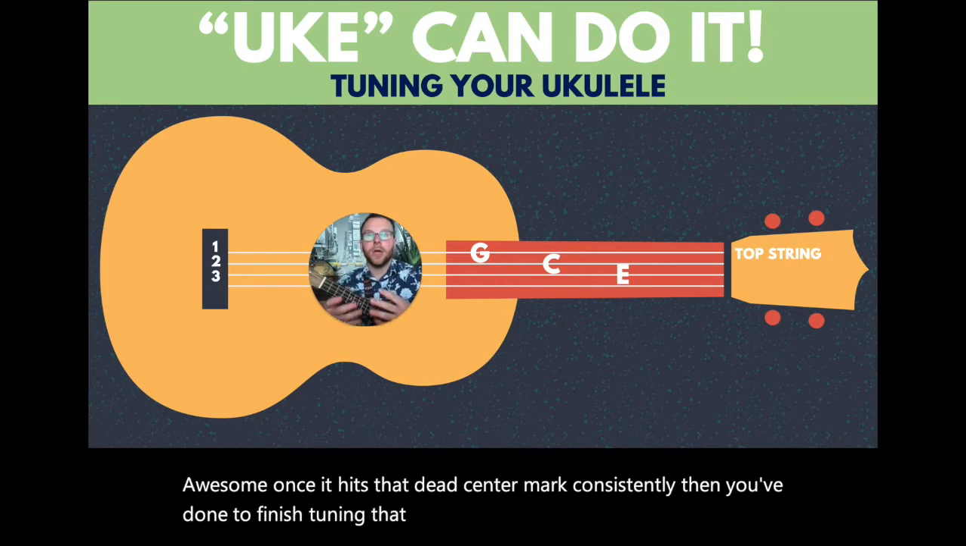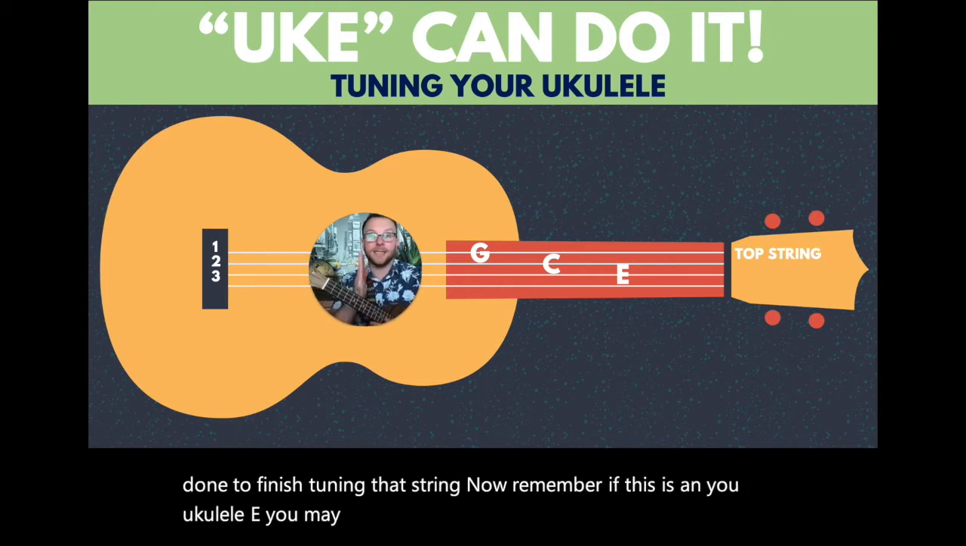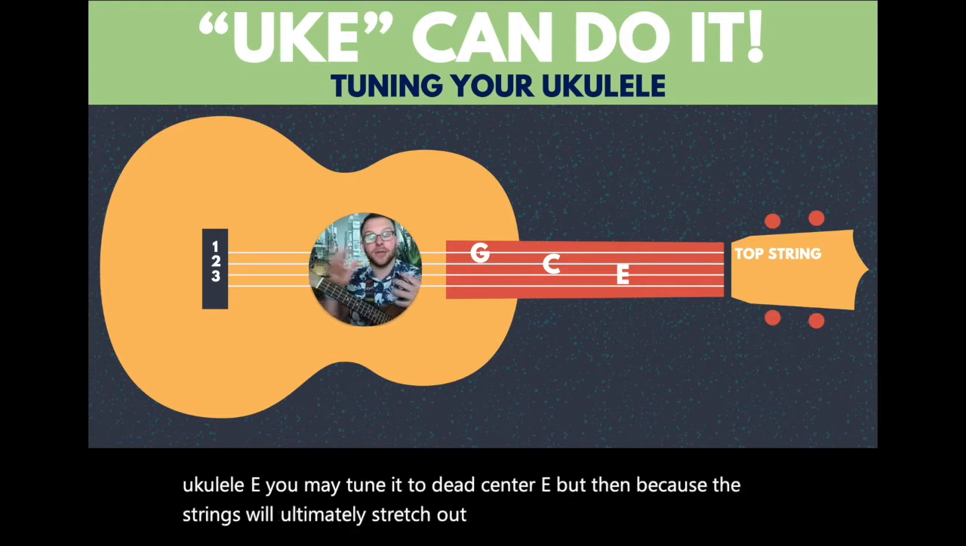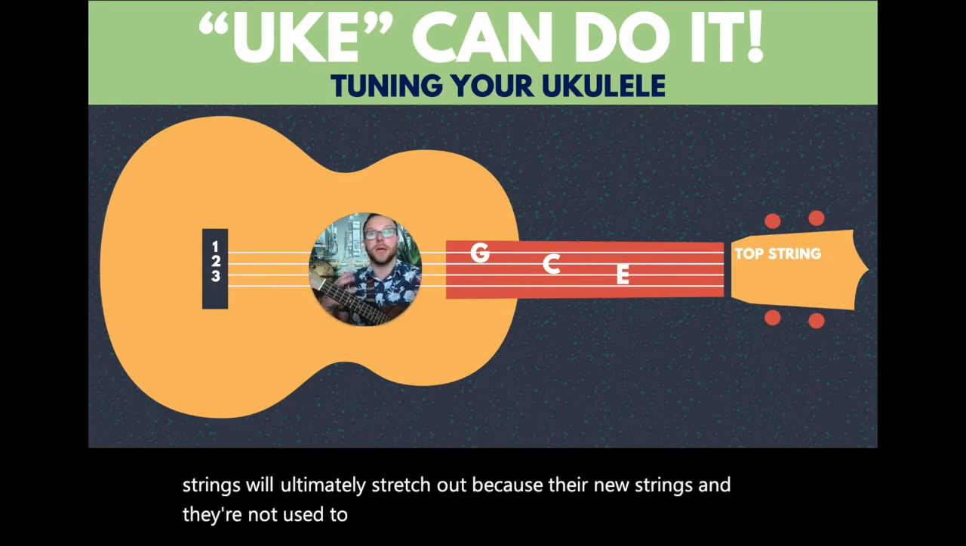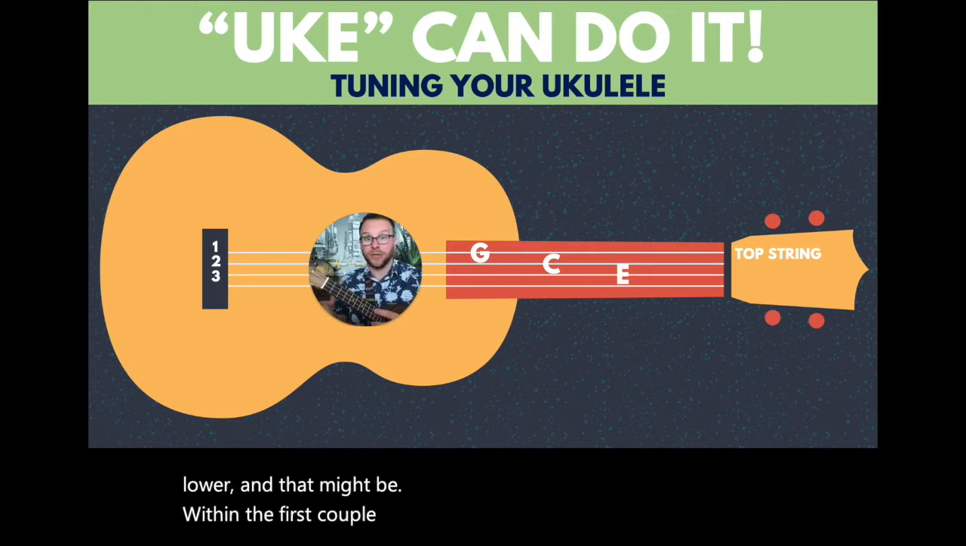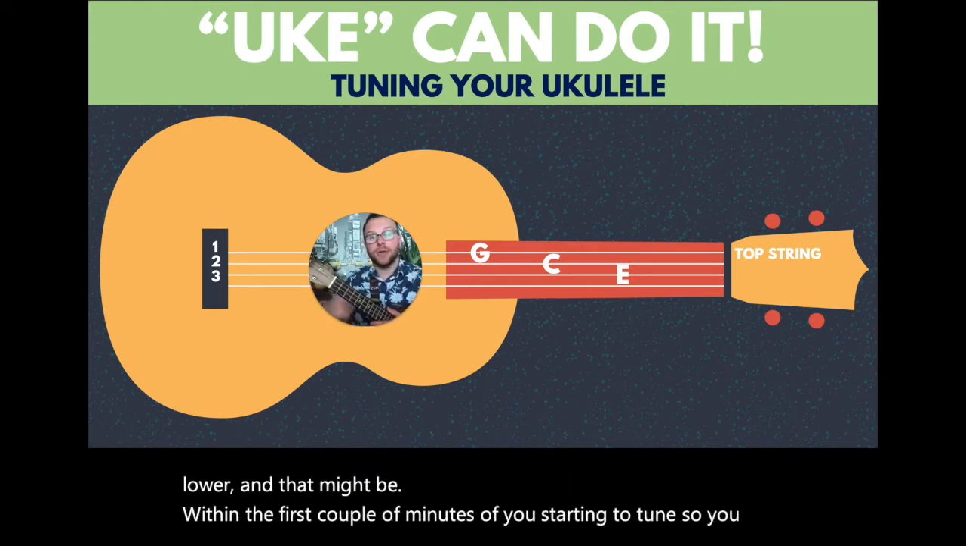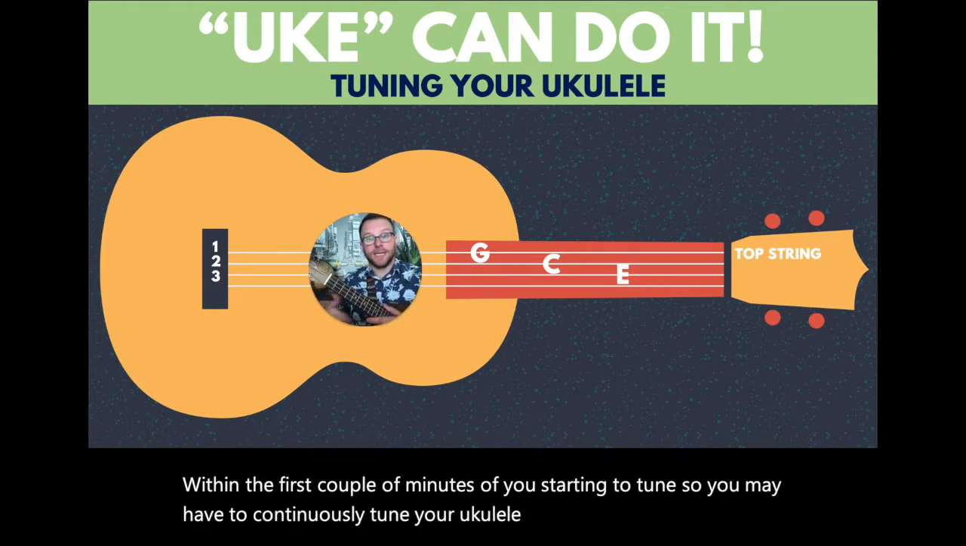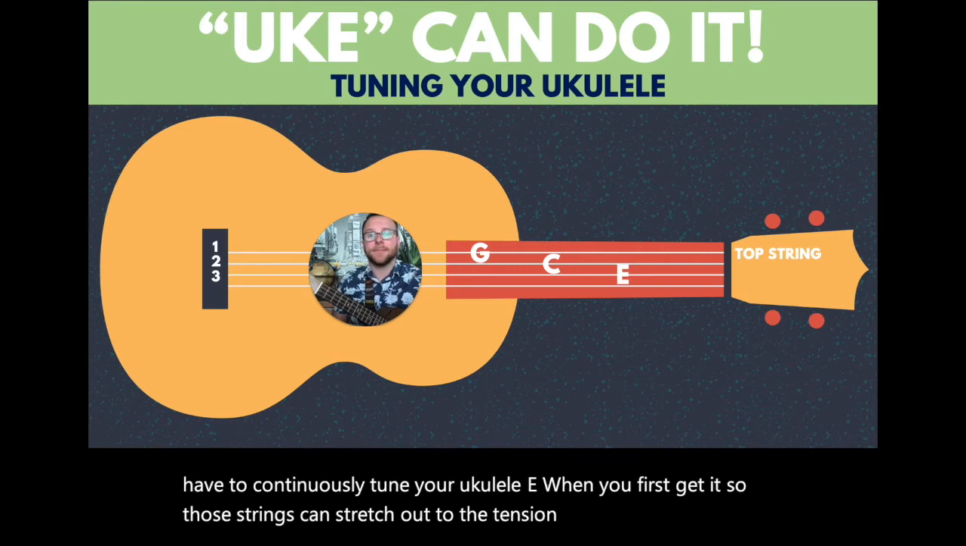Now remember, if this is a new ukulele, you may tune it to dead center E, but then because the strings will ultimately stretch out, because they're new strings and they're not used to that tension, the pitch will automatically get lower, and that might be within the first couple of minutes of you starting to tune. So you might have to continuously tune your ukulele when you first get it, so those strings can stretch out to the tension that they need to be at.